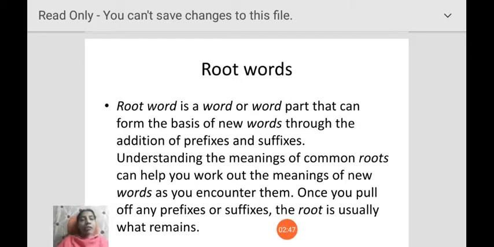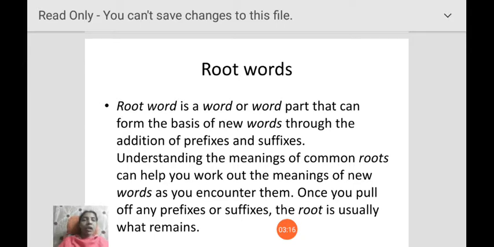How is it helpful to you? If you understand the meaning of some common roots, some roots that are used very commonly, it can help you work out the meaning of new words as you encounter them. Once you pull off any prefix or suffix, the root is usually what remains.